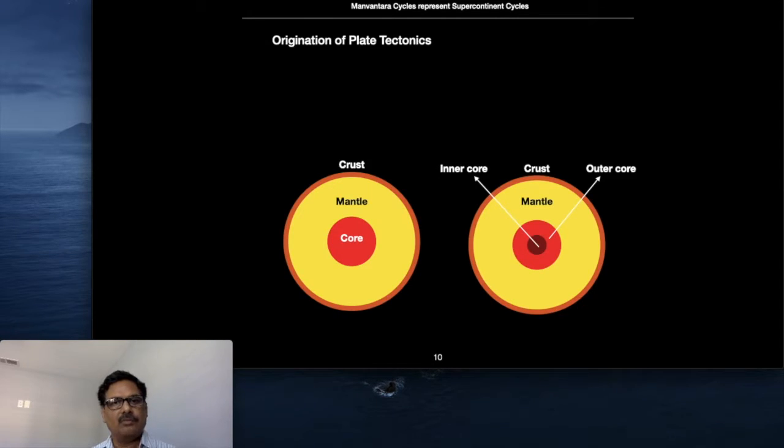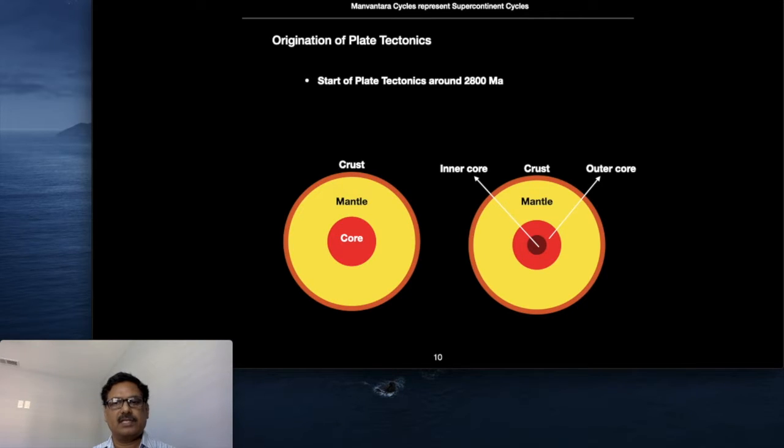So what is the origination of plate tectonics? Earth is divided into core, mantle, and crust. This is how it started 4400 million years ago. At some point, the inner core started to form. The inner core didn't start immediately when Earth formed around 4400 million years ago. The inner core started only around 2800 million years ago.